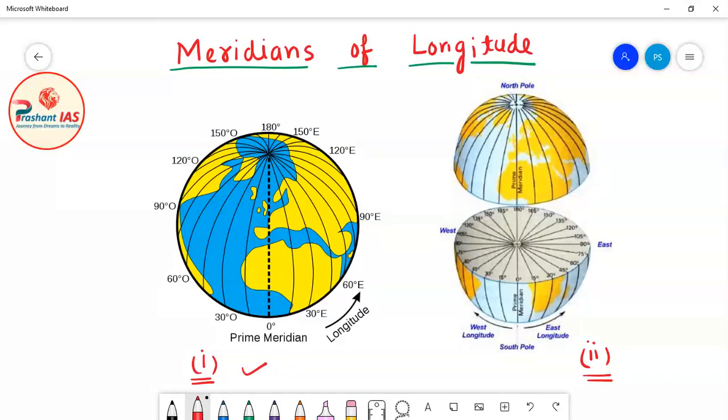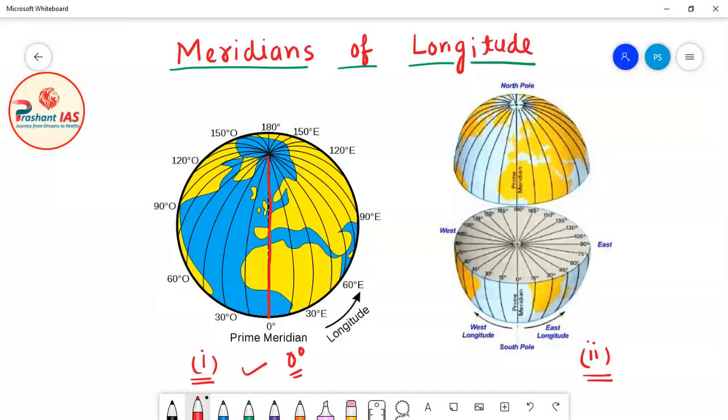So I am highlighting the prime meridian in red color. Okay, so you can see this red line. Okay, this is the prime meridian. Now friends, I told you in the last class what the measurement of the prime meridian is. The measurement of the prime meridian is 0 degree.